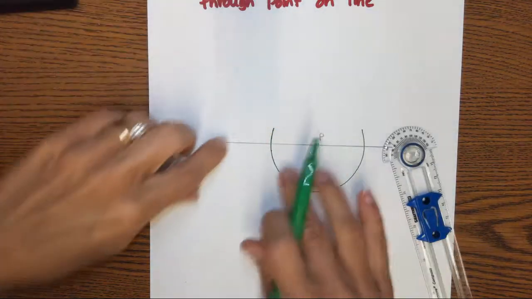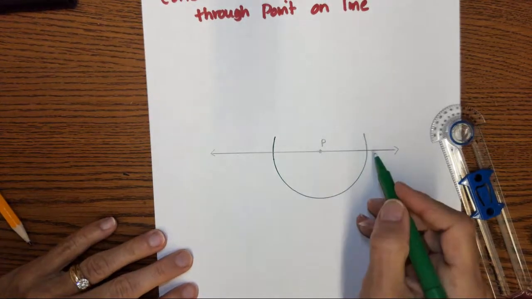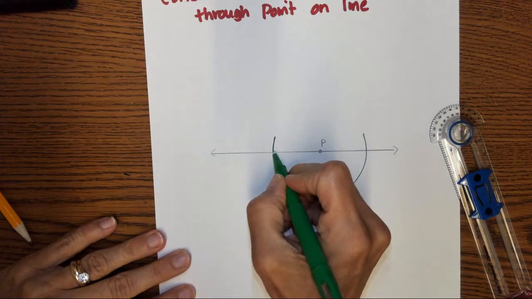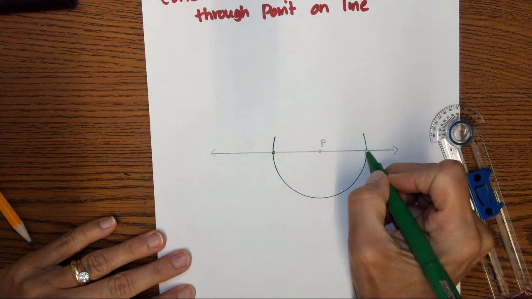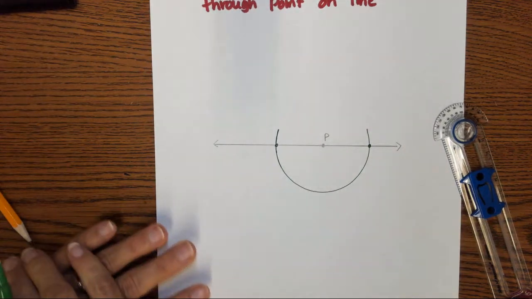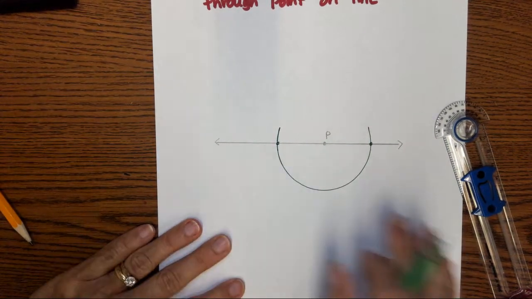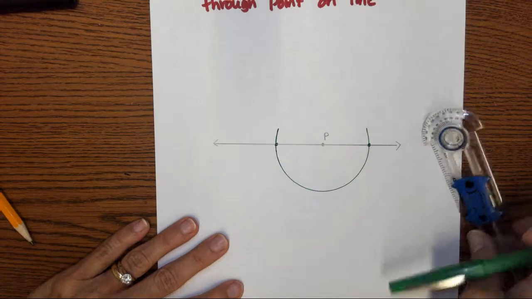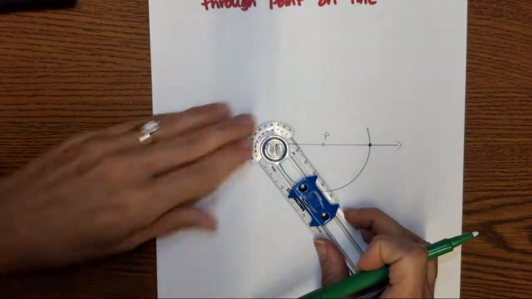Kind of makes a little happy face. Where it intersected the line, put two points. The next step, where it intersected those two points, I'm going to put my compass point.